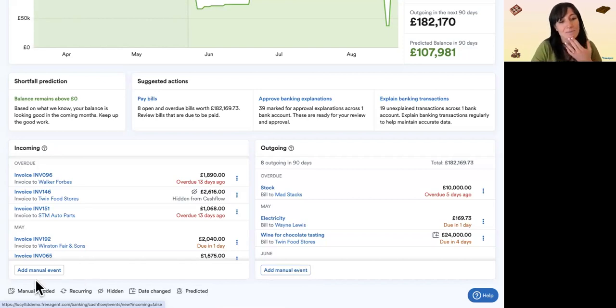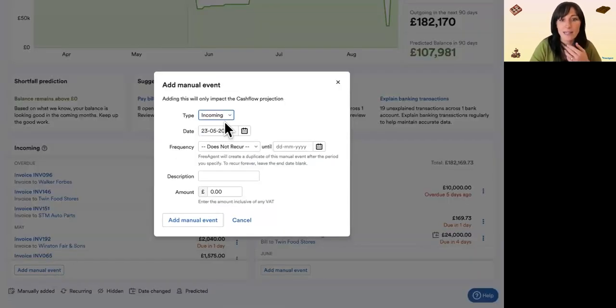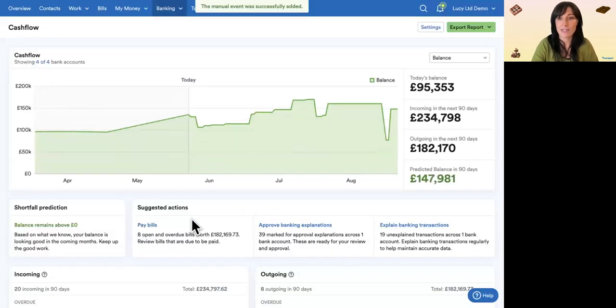So if we say, I want to predict, so I'm putting in a guess that I think because Father's Day is coming up, I'm going to get an extra £40,000 in revenue that month. Okay, I'm going to put this in as Father's Day revenue. This is what I predict. I want to see what this looks like in my cash flow. So I'm adding that manual event. I can see here that my predicted balance in 90 days has gone up.